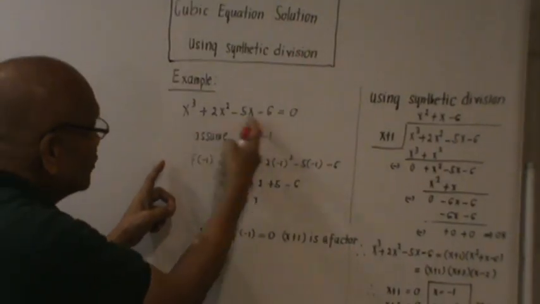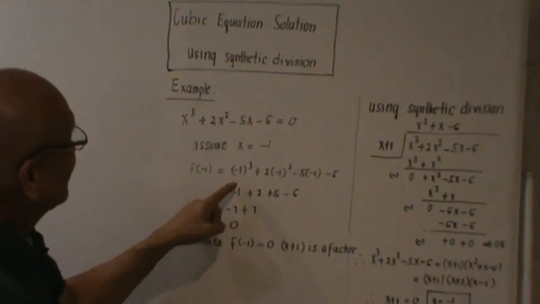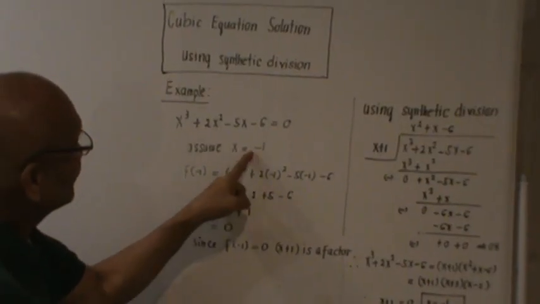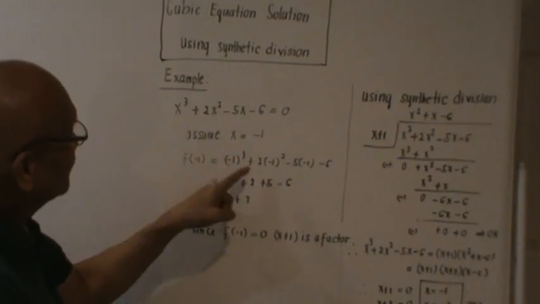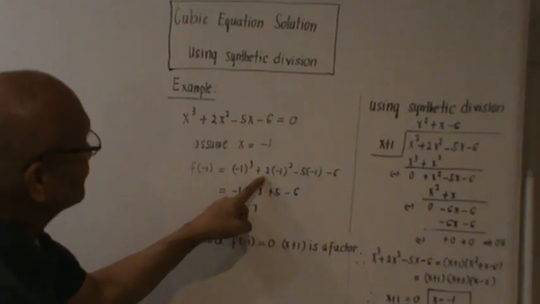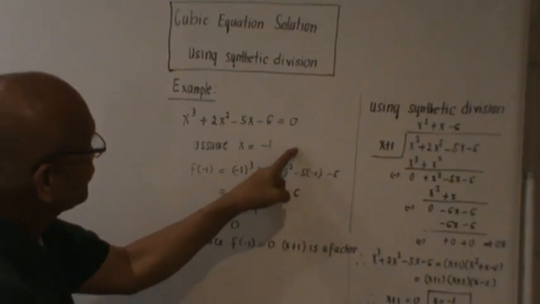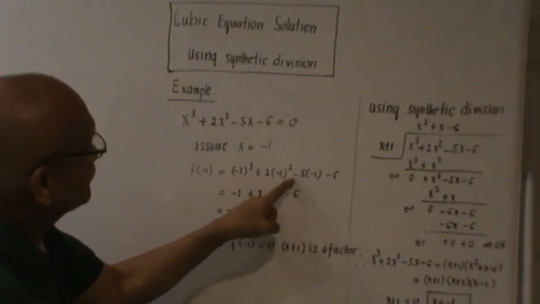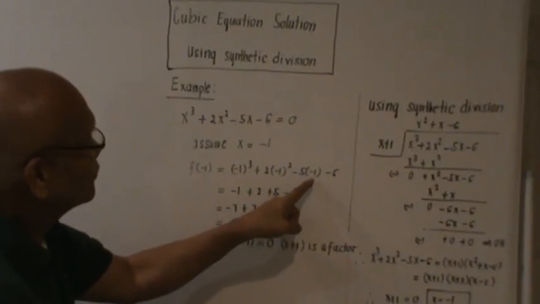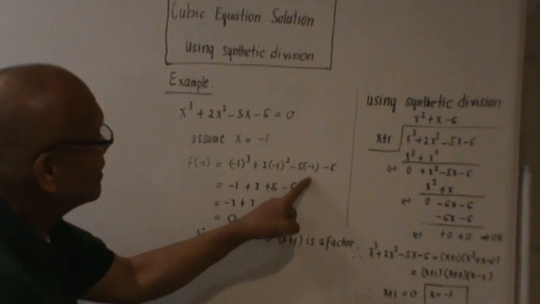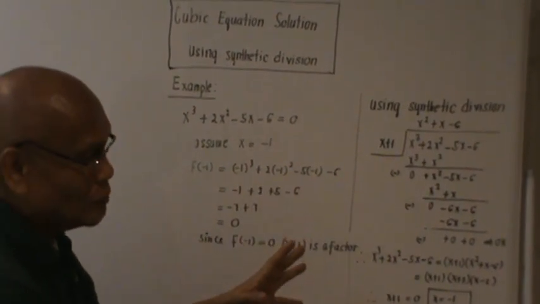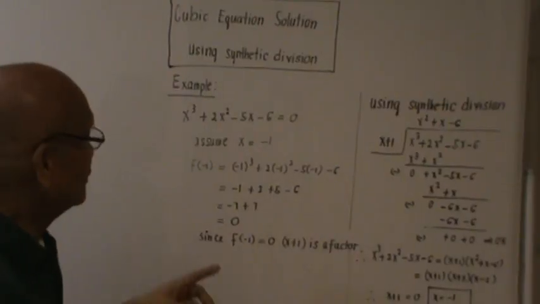the given cubic equation. So we'll follow the given cubic equation, negative 1 raised to the third power plus 2, negative 1 quantity square, I'm following this one, minus 5 times the assumed value for the meantime, it is negative 1, minus 6, then try to make some simplification.